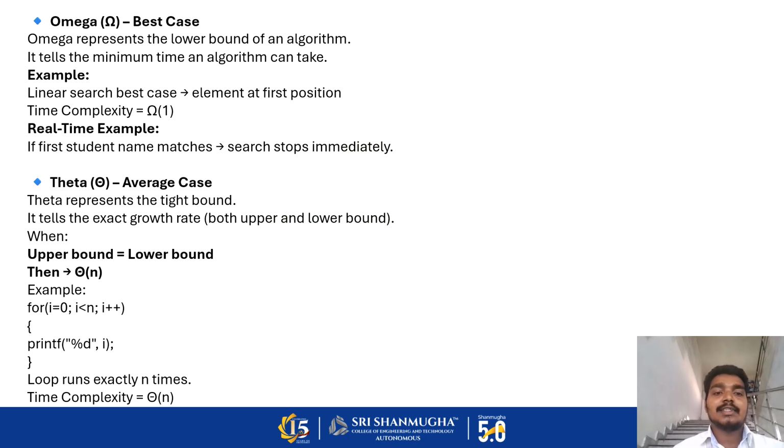Next we see Theta. Theta is the average case. It refers to the tight bound. It tells the exact growth rate, with both upper and lower bound, when the upper bound is equal to the lower bound.